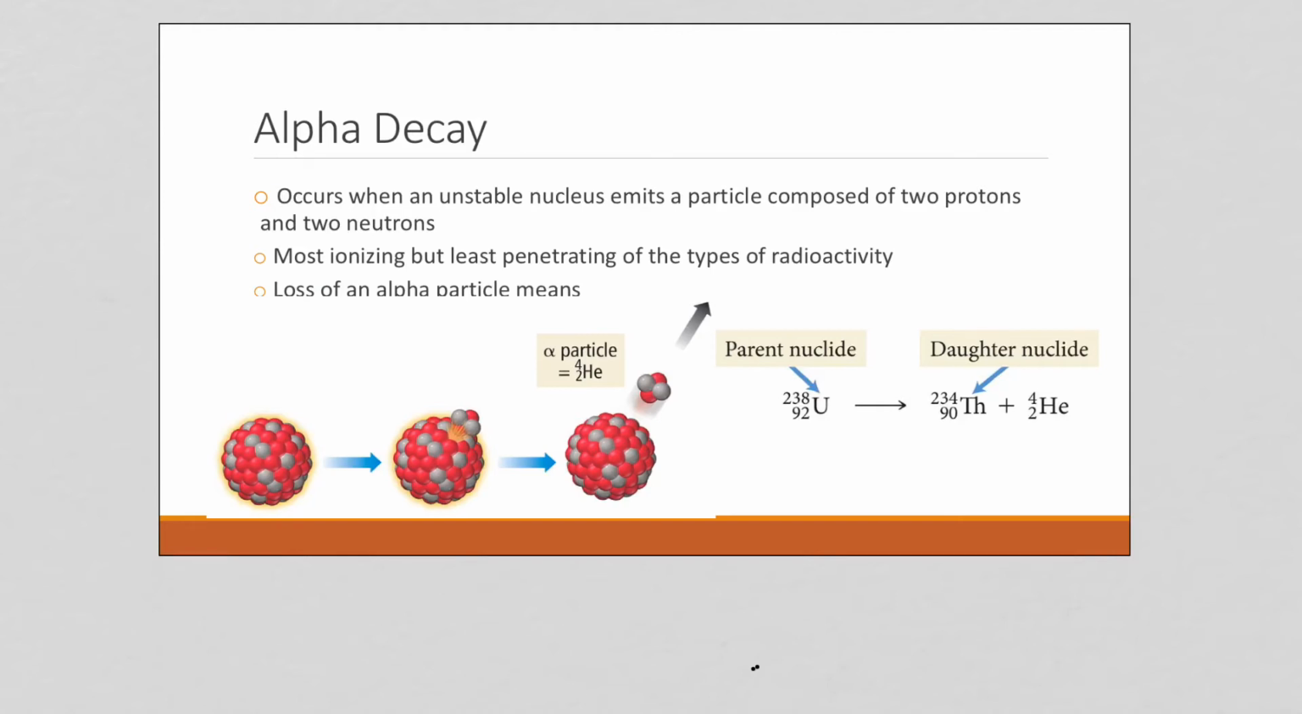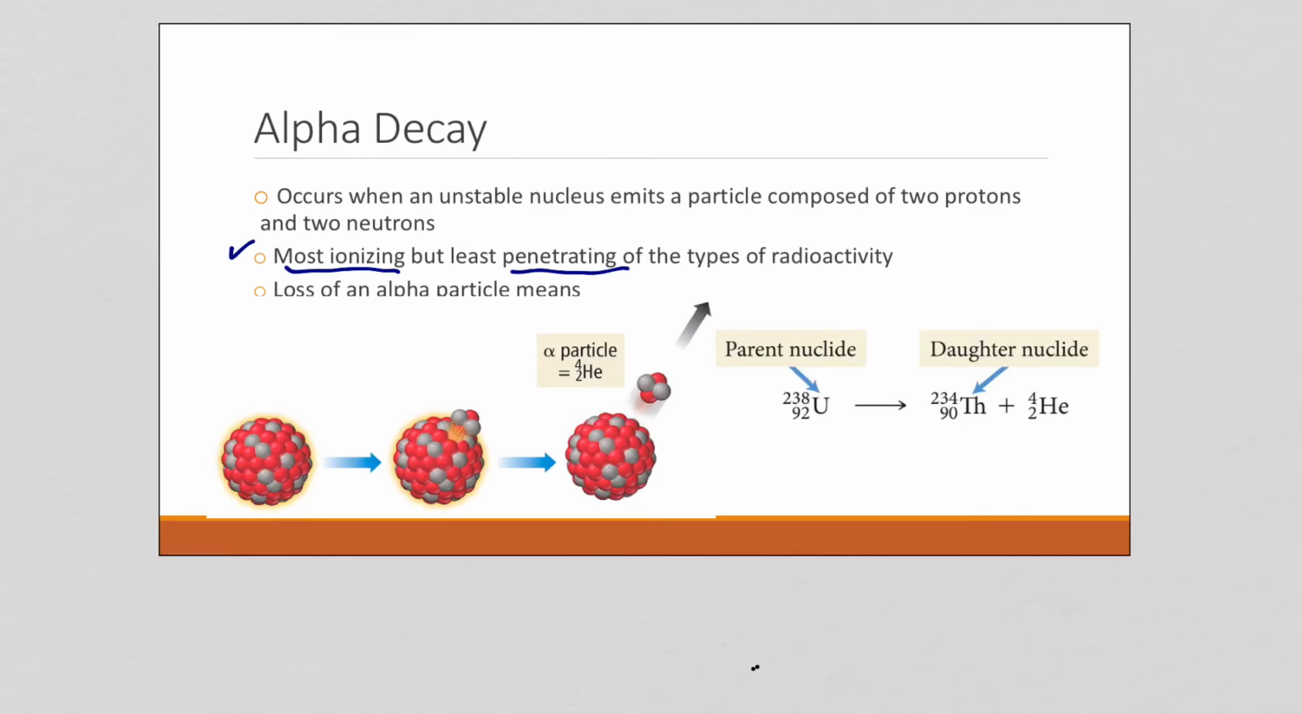Now we're going to characterize these different types of decay. Alpha decay is the most ionizing, but the least penetrating, of the nuclear processes, or the nuclear particles. What do we mean by these? Well, first of all, ionizing is the ability to ionize other molecules, so to create ions, in other words.